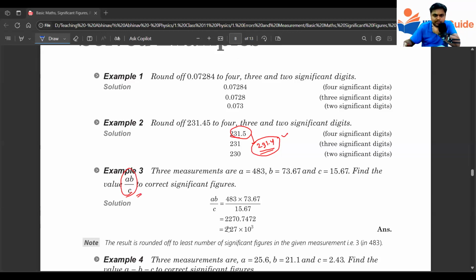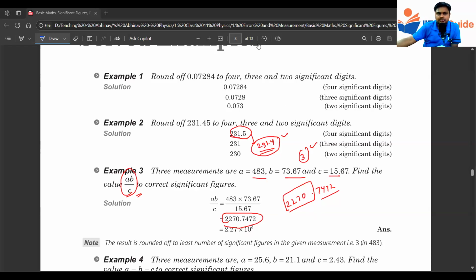AB by C. So we have this 2270.7472, and the least significant figure count is 3. So we have to round it off and make sure that there are 3 significant figures. Okay.